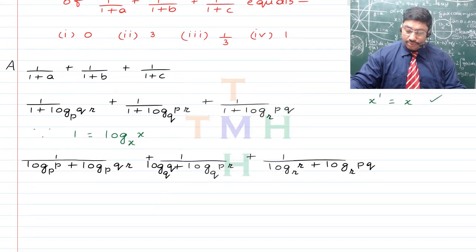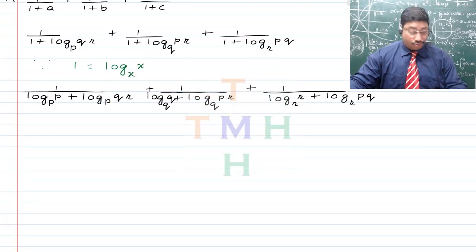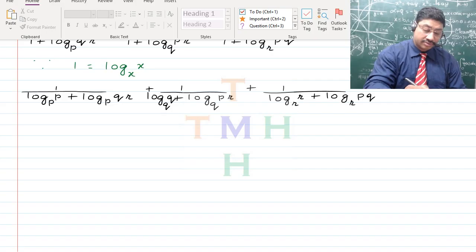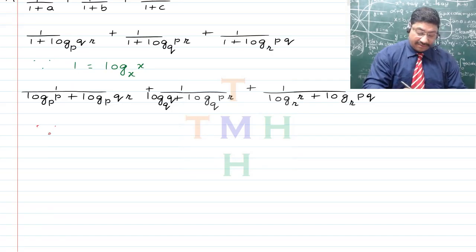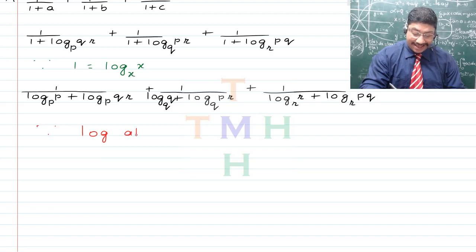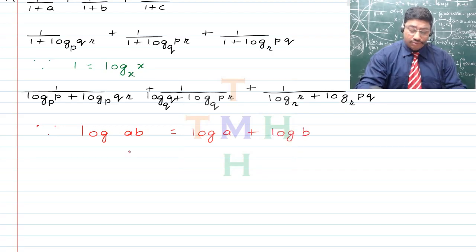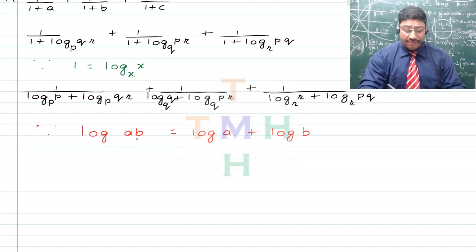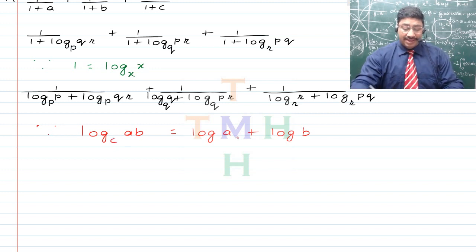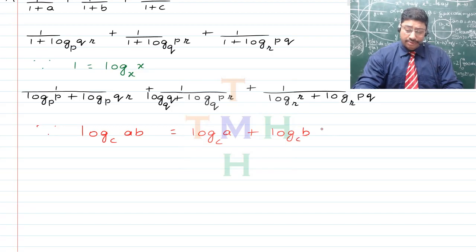Next now children, we know a rule of logarithm, that is, if we talk about log of ab, then that becomes equal to log of a plus log of b when both of these have the same base. So if we talk about the base to be c, then we will have this to be log a to the base c plus log b to the base c.